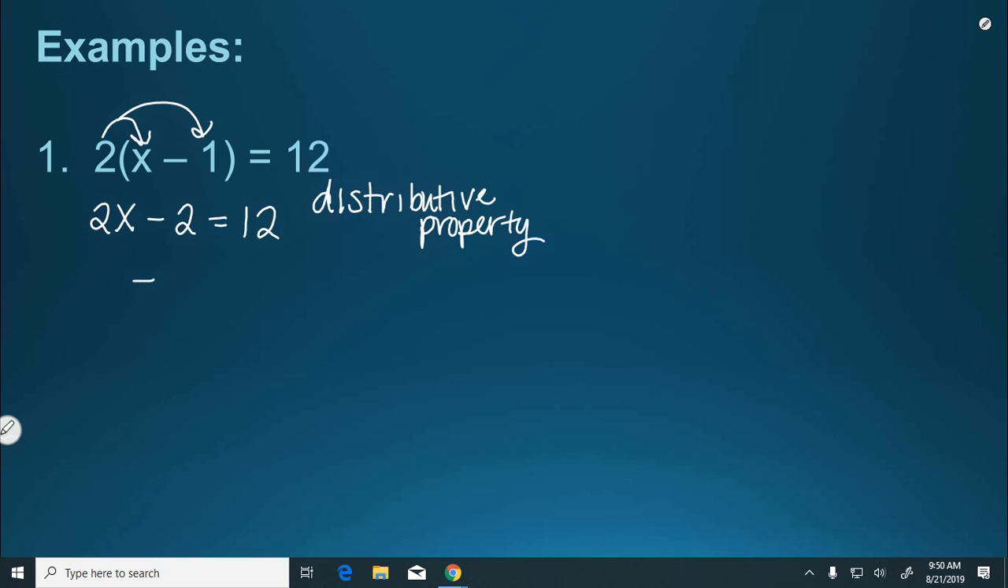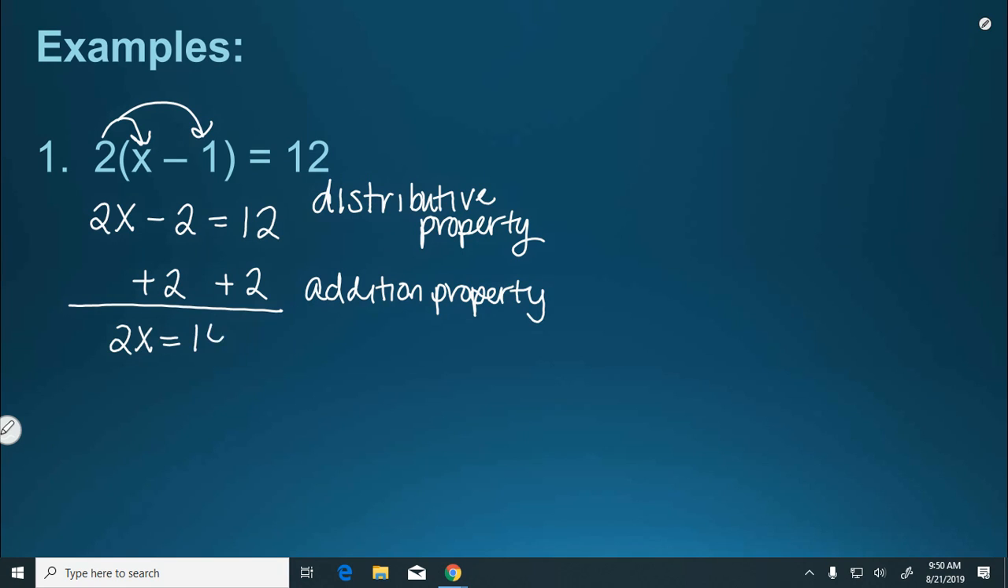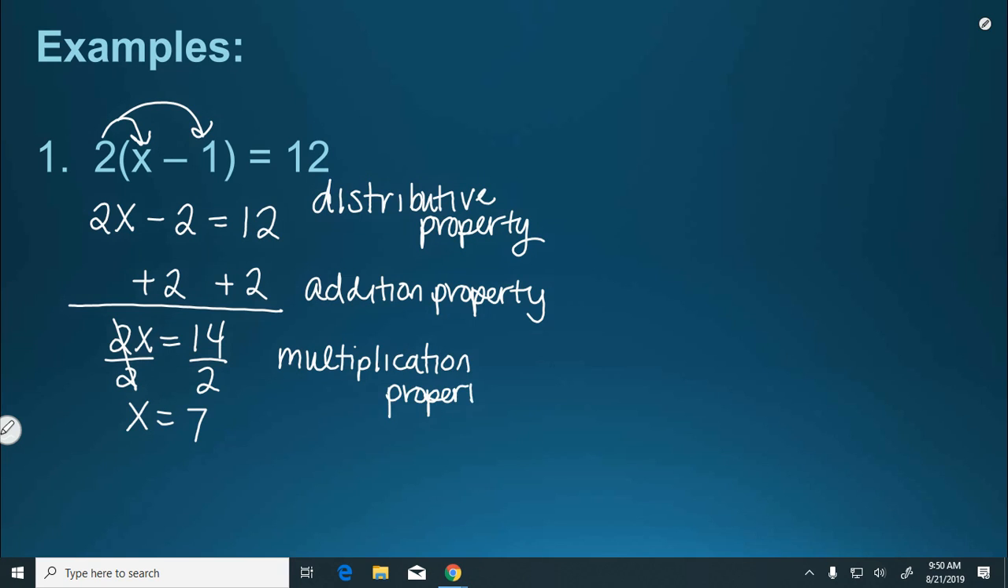Then you're going to add 2 to both sides. That's the addition property. Which gives me 2x equals 14. Then we divide by 2 or multiply by a half using the multiplication property, getting an answer of x equals 7.